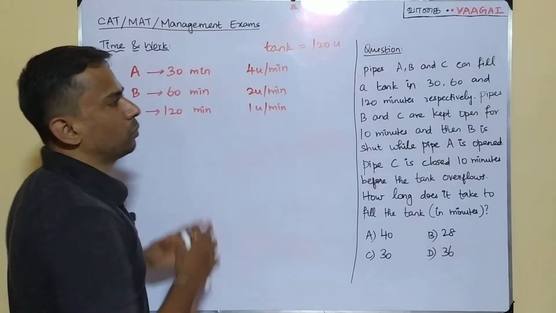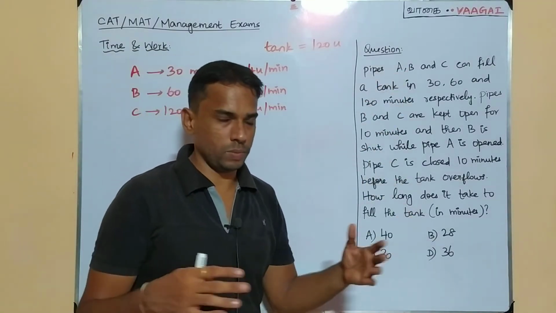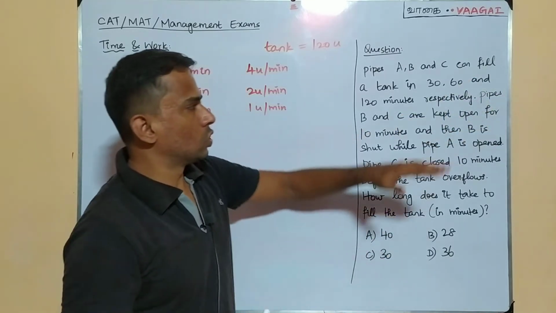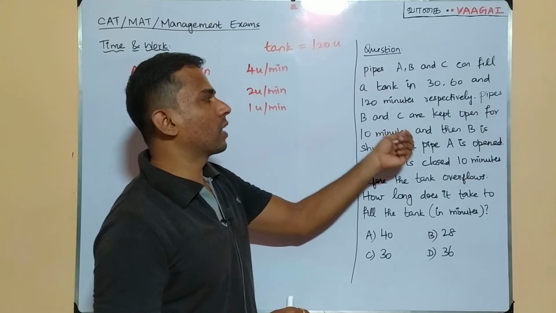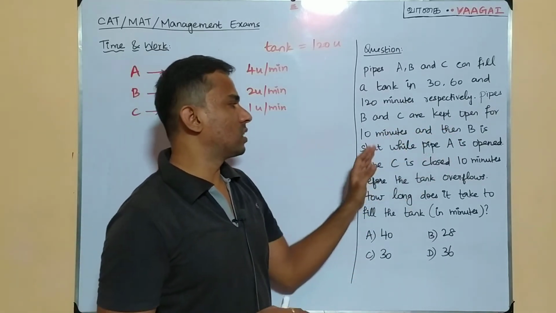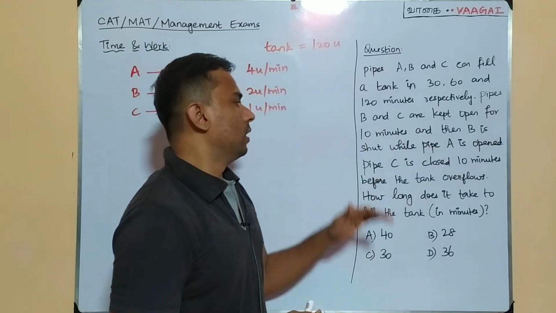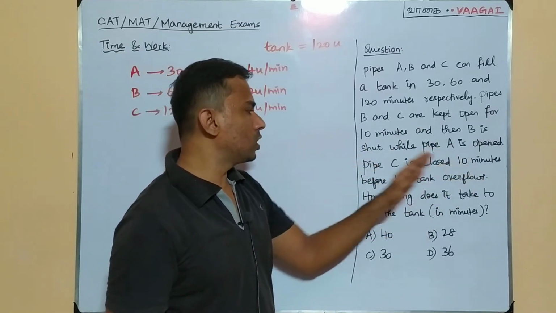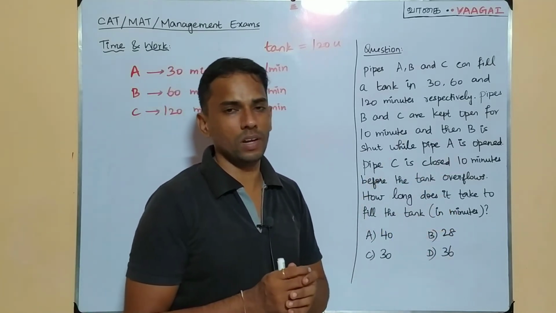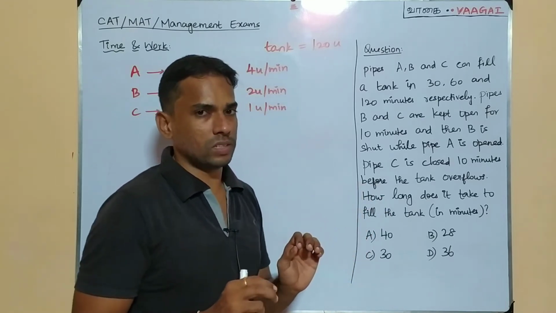We are sure up to this, but we have other parts of this question also to be seen. What's the next? We'll continue the question. Pipes B and C are kept open for 10 minutes and then B is shut while pipe A is opened. Then pipe C is closed 10 minutes before the tank overflows. So we have a very long condition given here. We should be careful in managing this condition.